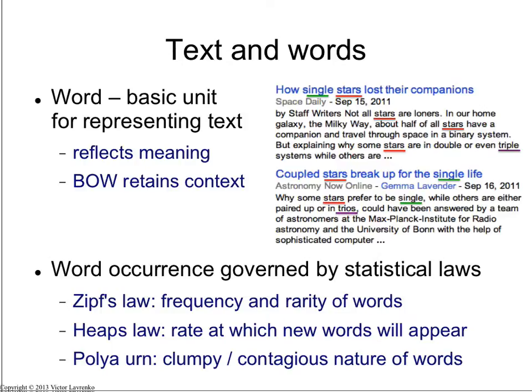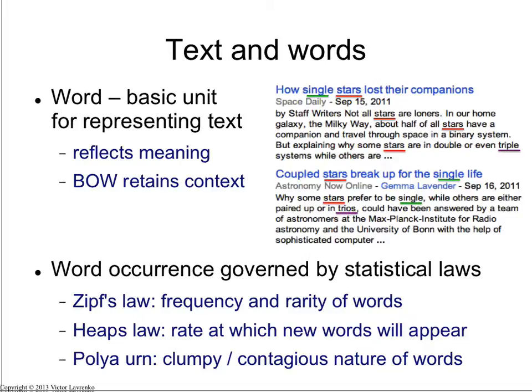So, for example, the word stars occurs 4 times in the first story and twice in the second story. The word single occurs in the first story and the second story. The word triple or trios occurs in both stories. So that's what we're going to use later in the course to build similarity functions between the documents. But for now, we just want to get some handle on how the words are distributed in text.